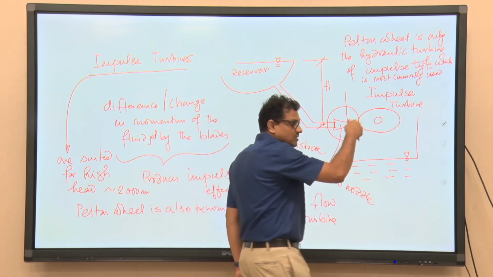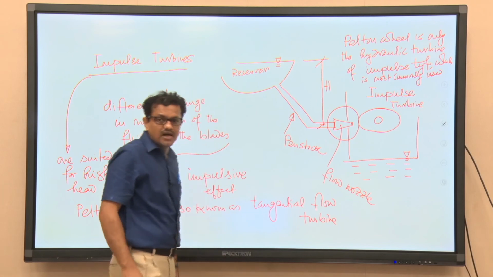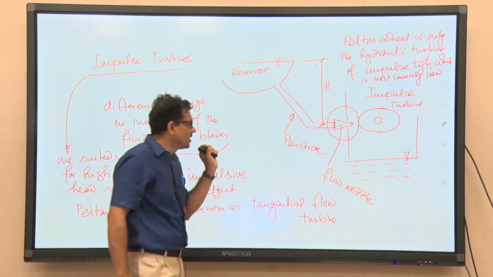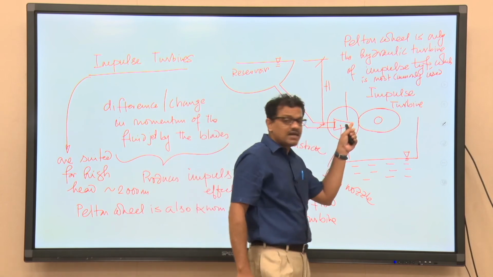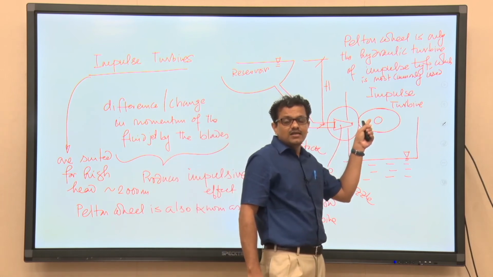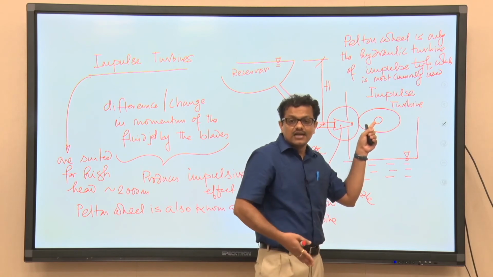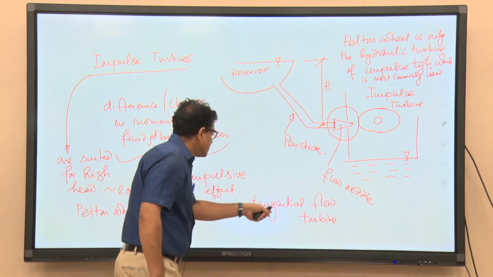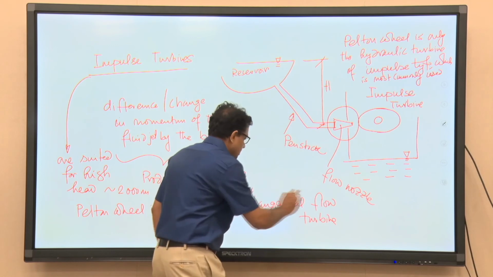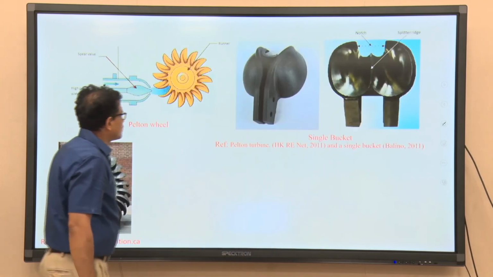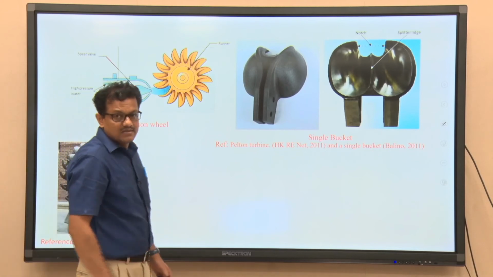So, I will be showing next a few blades of the hydraulic turbine, to be precise the impulse turbine, that is the Pelton wheel. Water is admitted into the turbine in the form of a jet in the tangential direction, and that is why the name tangential flow turbine comes. Next, I will be showing a few blades.